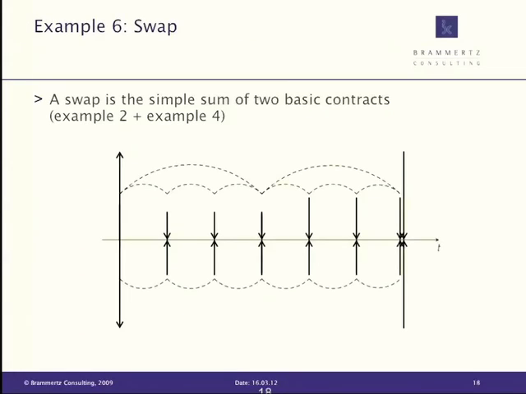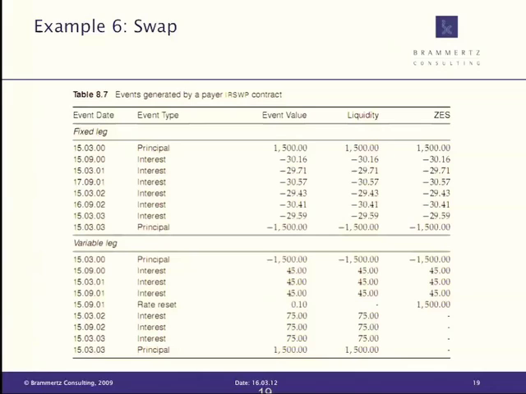Yeah, a swap. So we already had a fixed leg and a variable leg of the PAM. And the swap is nothing else than two principal-at-maturity contracts, one asset, one liability. So we take the same events as before, and just sum them. Nothing magic here about the swap. Once we have understood the underlying events, this is just a sum.